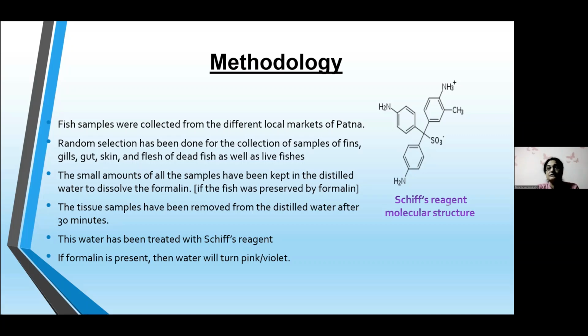And if formalin is present, that means if the sample is laced with formalin, then the water will turn pink or violet. It is clearly experimented and it is found.